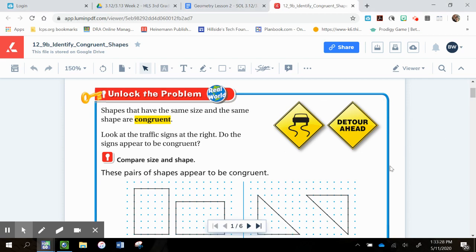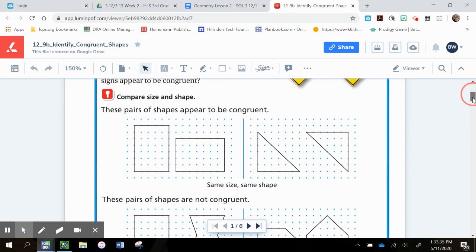Look at the traffic signs to the right. Do they appear congruent? Yes, they do. They have the same size and the same shape. So we're going to compare the size and shape of some of these shapes.